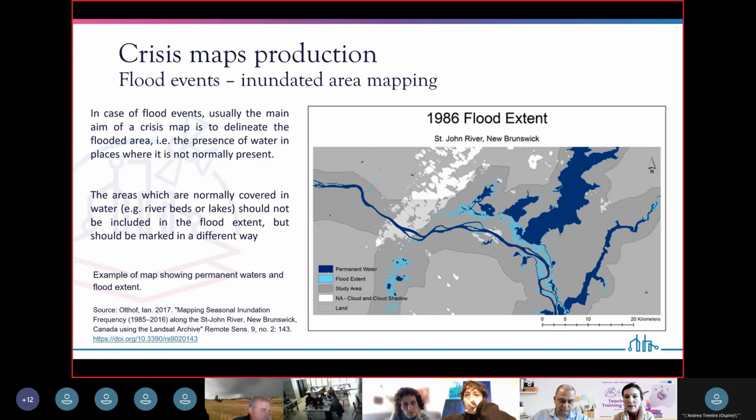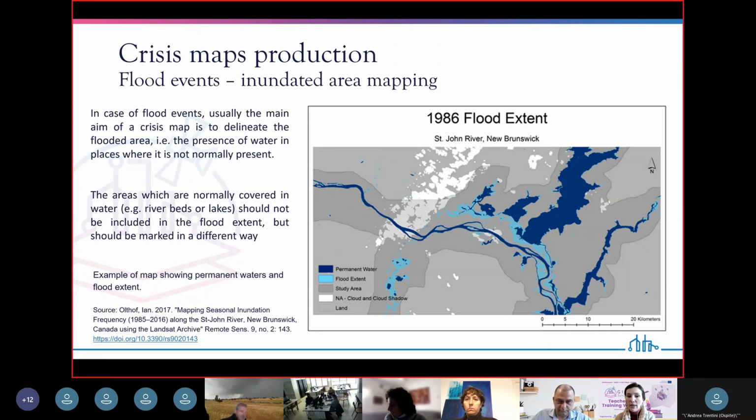So what should we pay attention to if we want to map a flood, and which types of satellite images should we use? In case of a flood event, the idea is to find on the map which are the inundated areas. First of all, the definition of flooded area should be made. It is important to take into account that what is flooded is not what is considered permanently covered by water. So our flood map should not include permanent waters such as lakes or rivers.